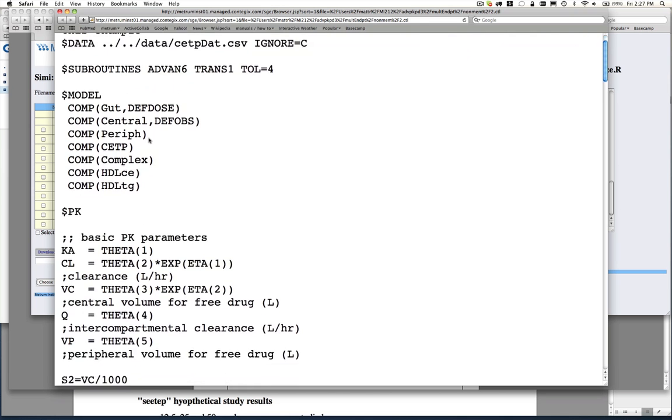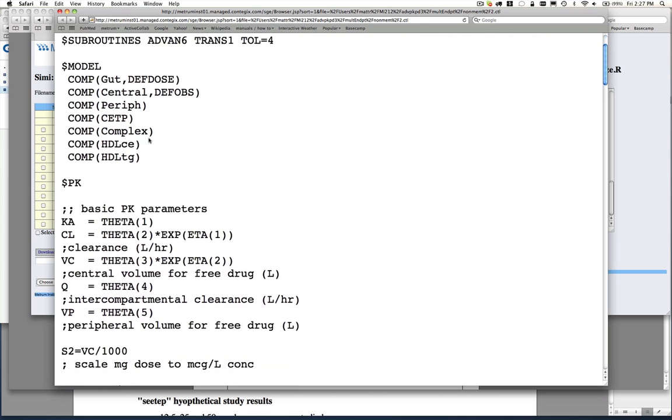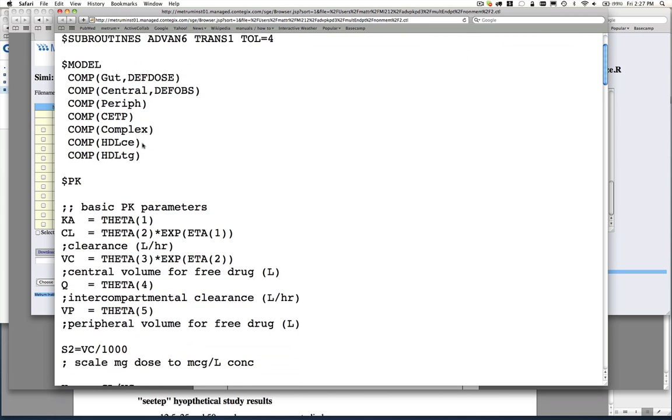And then the model structure itself, I kind of gave you a good lead into this by telling you what compartment each of the endpoints were put into. So we've got our dose going into the gut compartment, PK in a central compartment, which is our default observation compartment, peripheral. So we're setting this up so that we can have a two-compartment PK model.